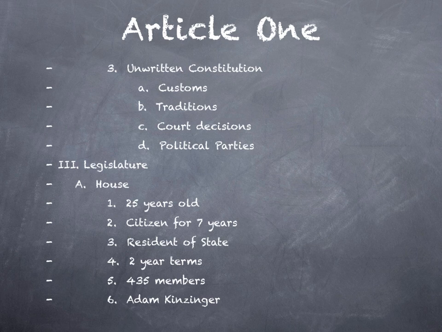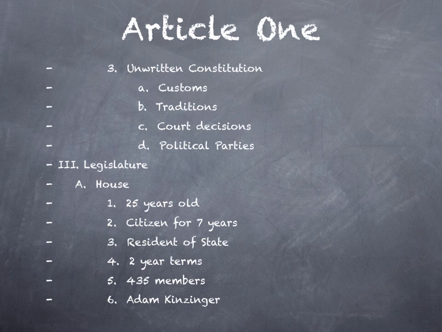Also, then there's certain things that have kind of crept in that maybe Madison didn't necessarily intend, but they become part of what's called the Unwritten Constitution, ways in which our government functions that weren't necessarily directly outlined. They're governed by things like customs and traditions. Maybe court decisions influence that. Political parties certainly are a great example of this.